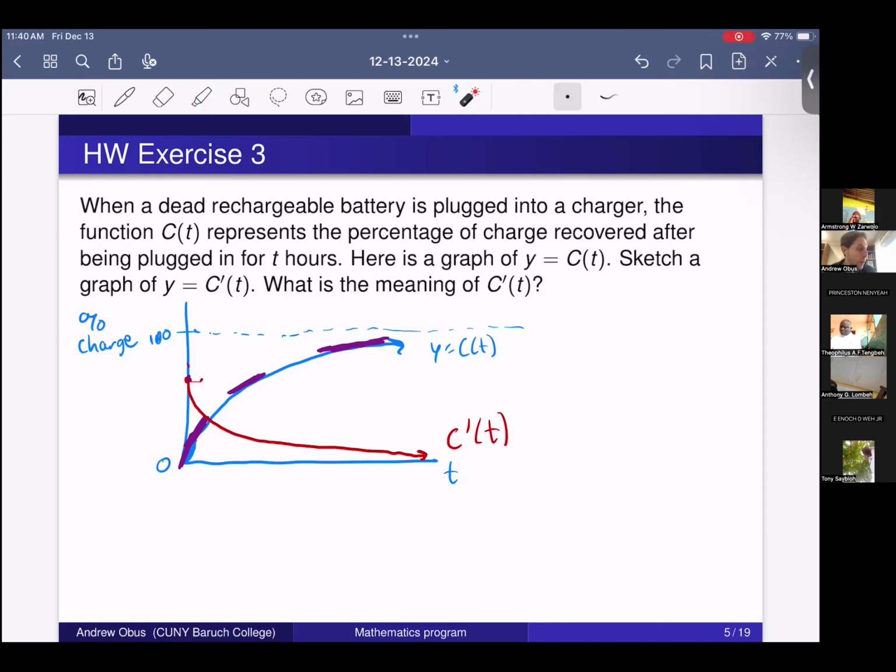Right, because if C is increasing, that means that the slope is positive. And so C being increasing is the same as C prime being positive. We'll talk about this a little bit more next semester. But the point is, if C is increasing, then C prime is positive. But C prime here is some very small positive number, which means C is increasing very slowly. When we're almost at full charge, we increase very slowly.